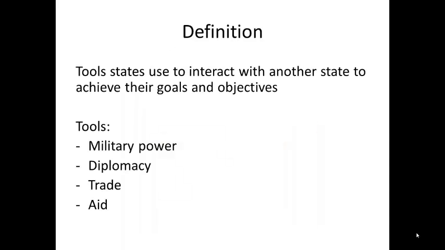Foreign policy instruments refer to the tools that a sovereign state can use in order to interact and relate with other states and to achieve their goals and national interests. In our course, there are 4 examples of foreign policy instruments that we need to be able to talk about, and they include military power, diplomacy, trade, and aid.